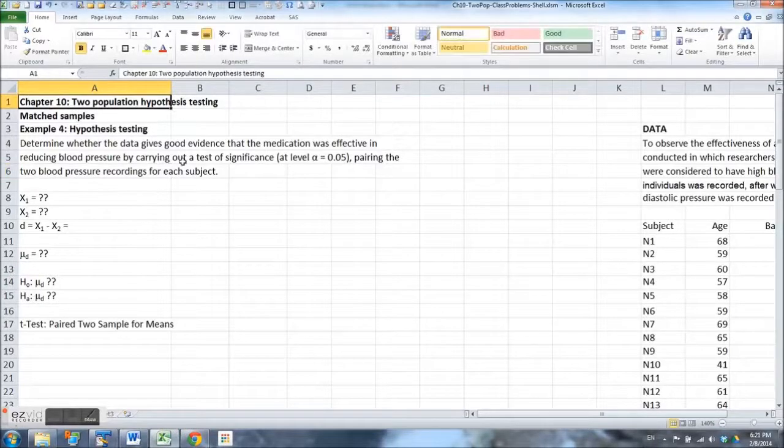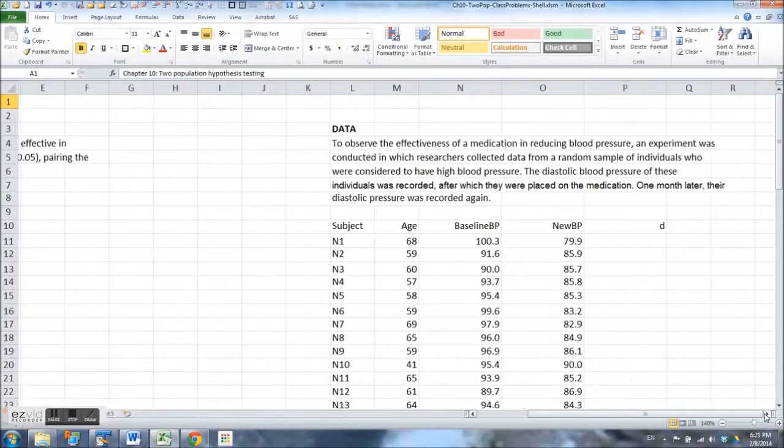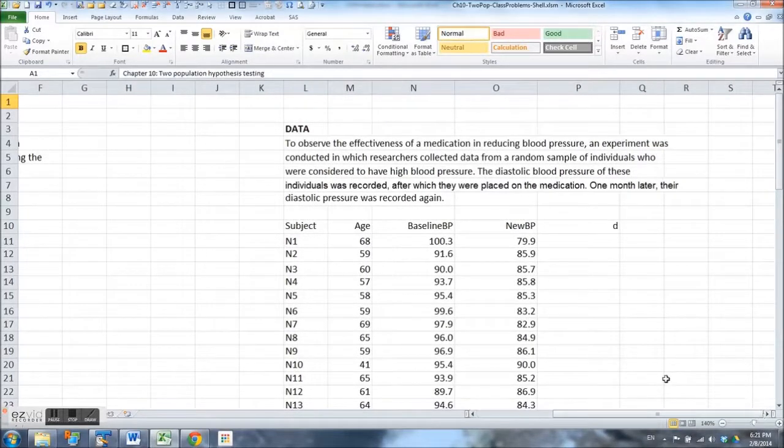This example is about matched sample in Excel. Let's look at the data first. This problem is about a treatment medication to reduce blood pressure.